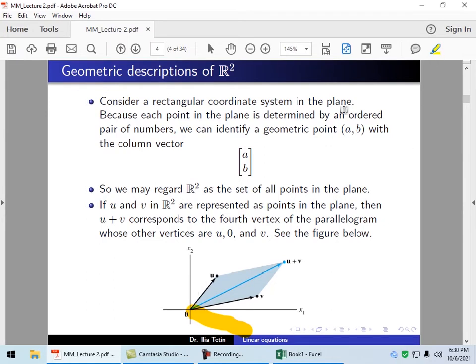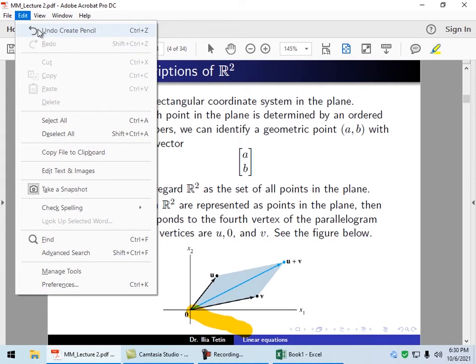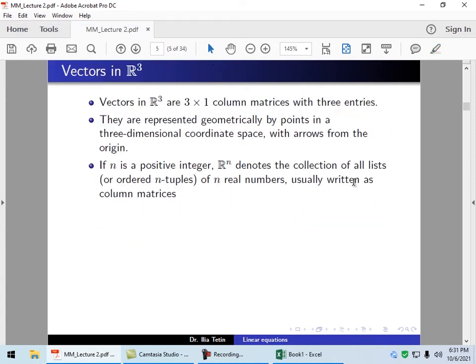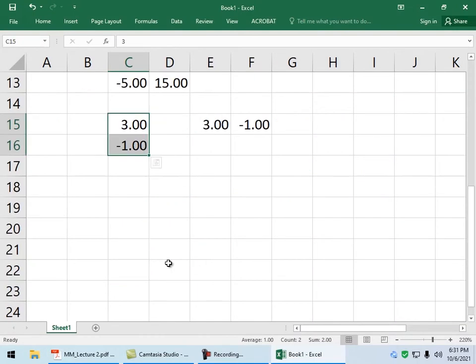Okay. How can I delete? Undo? Okay. So let's get back a little bit.